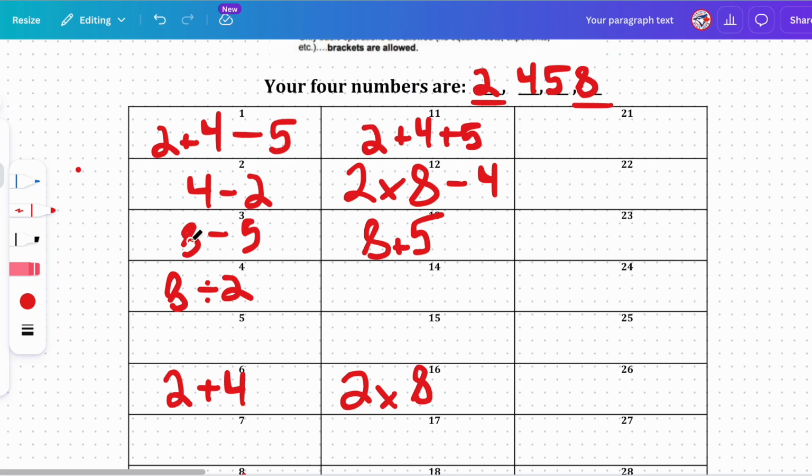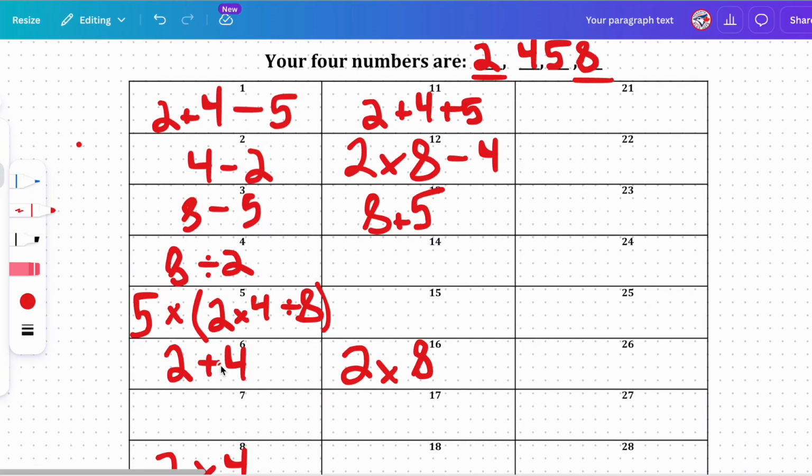To get the number 5, we can't just use 5, but we could do something like this. 5 times 1 is 5. So if I go 2 multiplied by 4 is 8, divided by 8, 8 divided by 8 is 1. So we would end up with 5 times 1, which is 5. 5 plus 2 is 7.